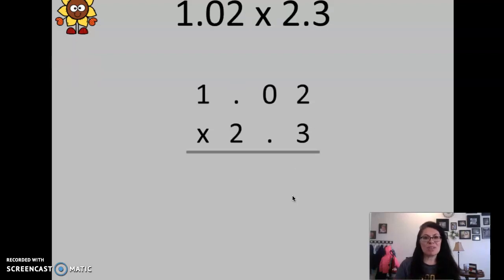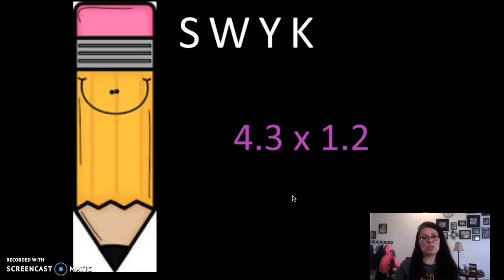Last problem. 1 and 2 hundredths times 2 and 3/10. Pause the video. Your answer is 2 and 346 thousandths. Now, this is your show what you know. Complete this problem and turn it in so that I can see how you did. Good luck.